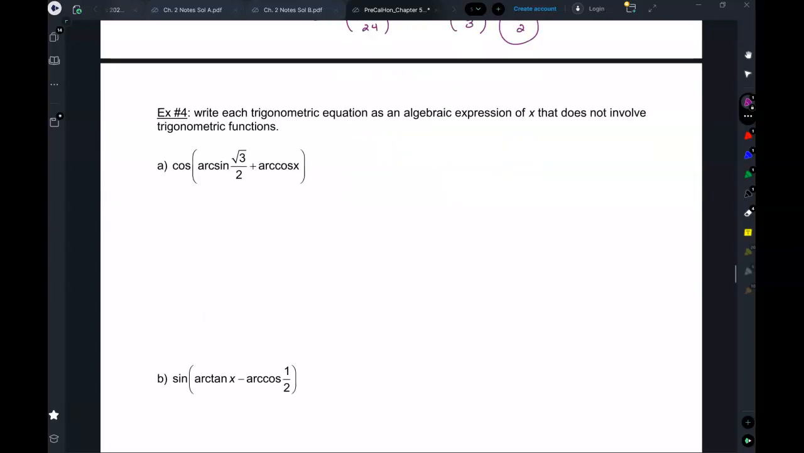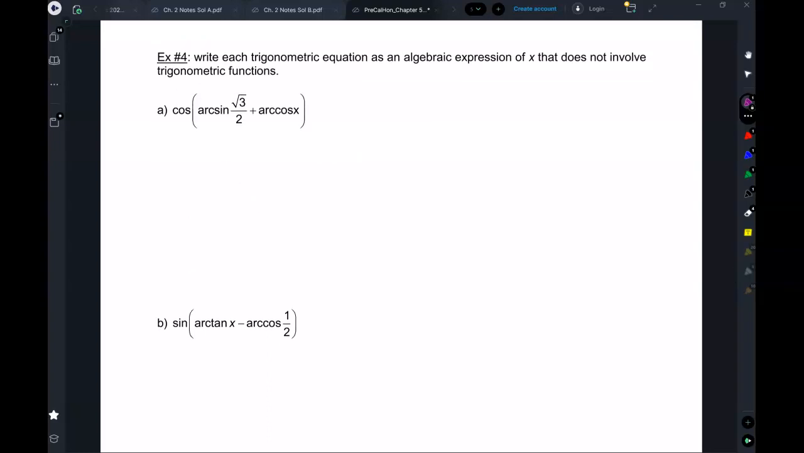Okay. So, next one. Again, I take a look at this and it seems so complicated. So it says, write each trig function as an algebraic expression of x that does not involve any trig functions. So I look at this and I'm like, okay, cosine of blah plus blah. Oh, that looks like cosine of A plus B. Well, I know exactly what that is. I have a formula for that.